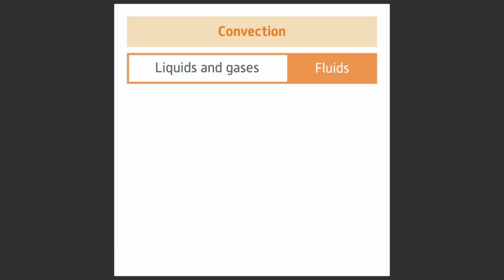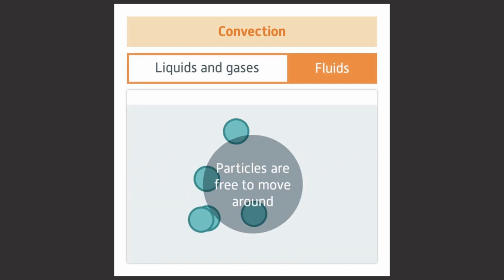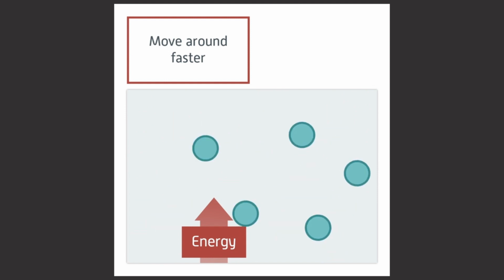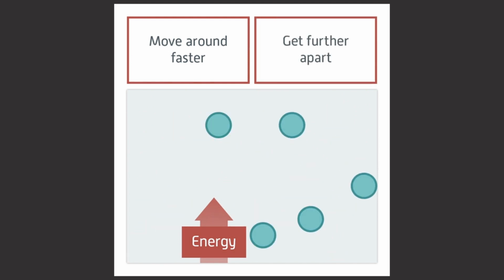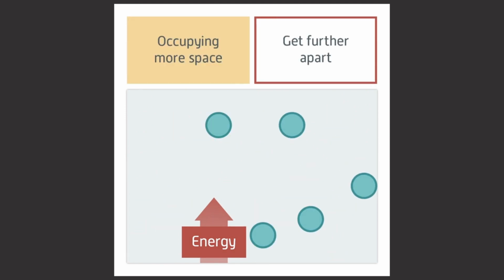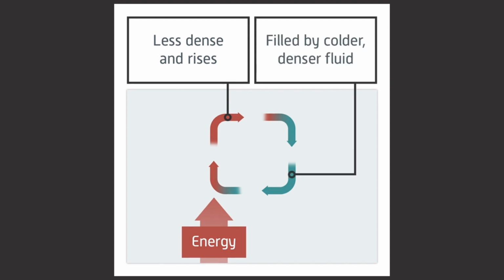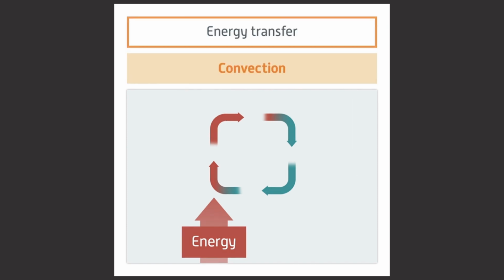Convection occurs in liquids and gases, that is, in fluids. In fluids, the particles are free to move around. When they gain energy, the particles move around faster, so they get further apart, which results in them occupying more space. The hot part of the fluid becomes less dense and rises. The space that is left is filled by colder, denser fluid. This is energy transfer by convection.